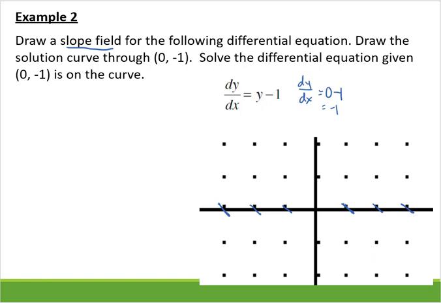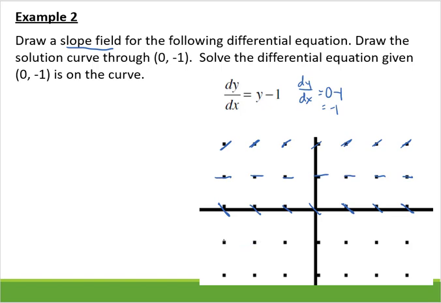Now if I plugged in 1, I get 0. I guess I could have put 1 there too. There was no dot there. Now if I plug in 2, 2 minus 1 is 1, so I have a positive sloping line. And again, these are just little ideas of what the tangent line looks like at each one of those points.